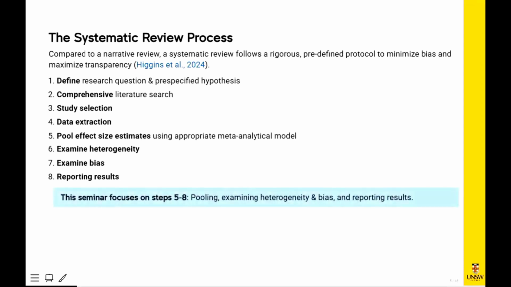In this seminar on meta-analysis, we're really focusing on steps 5 through 8, starting with the statistical aspects where we're pooling the effect sizes, exploring heterogeneity and bias, and then reporting the results. But none of that can happen at a really high quality level if the steps before them aren't high quality as well. So you really have to do a really nice job when you're selecting your research question, finding your studies, and extracting your data, in order to get a really good product at the end.